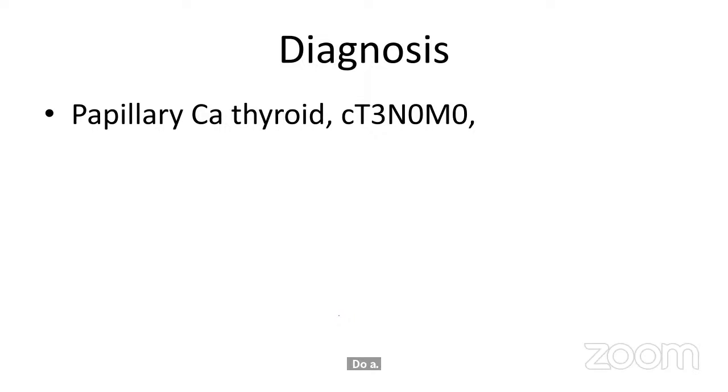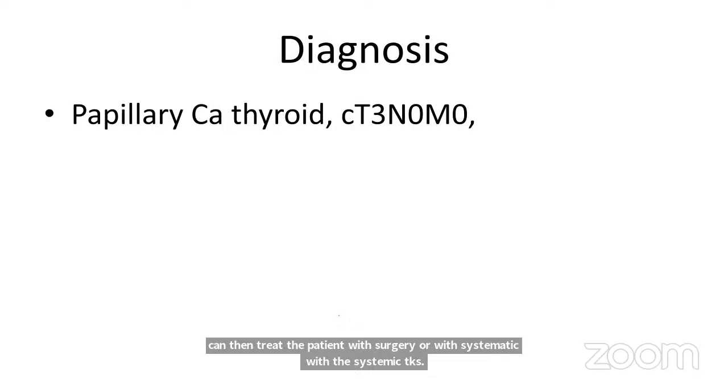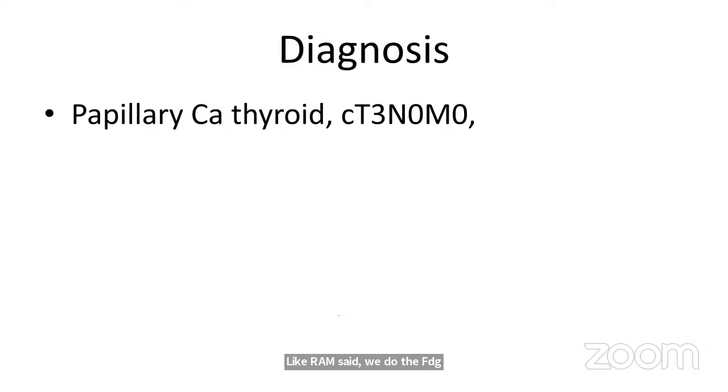That will do your disease mapping and will tell you whether the disease is restricted to one side or whether there is metastatic disease. Based on that, you can then treat the patient with surgery or with systemic TKIs. Ma'am, you're correct. I want to ask the presenter: like ma'am said, we do the FDG PET and we find a source of distant metastasis. What is the role of empirical radioiodine therapy in these patients?